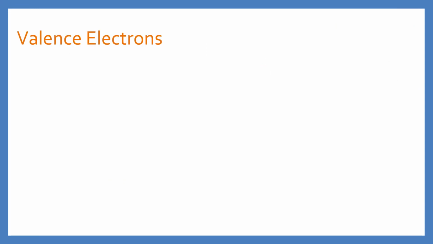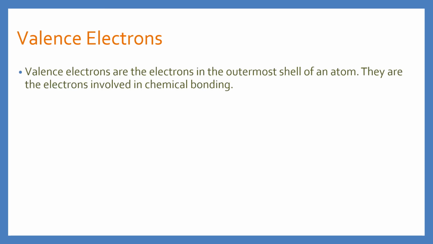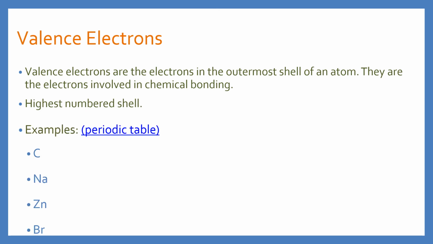So let's talk about valence electrons. The whole reason that we're doing these electron configurations really is to get to the idea of valence electrons, because valence electrons are the electrons that are responsible for chemical bonding, and they are the ones in the outermost shell of an atom. So this is going to be your highest numbered shell.